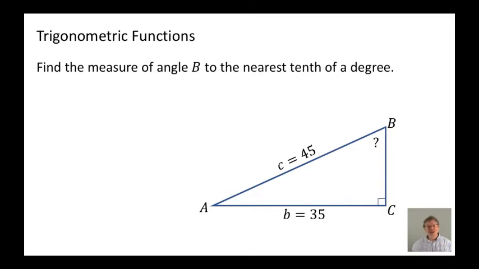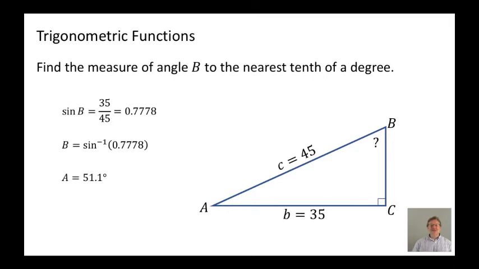So are we going to be using sine, cosine, or tangent? We're going to be using, again, sine. The sine of angle B is equal to opposite over hypotenuse, 35 over 45, which if we do that division, we get 0.7778. I think I've rounded that last digit up to 8. All right, so that's the ratio that we're going to be putting into your calculator and doing the inverse sine to find the measure of angle B. That should say B of 51.1 degrees.